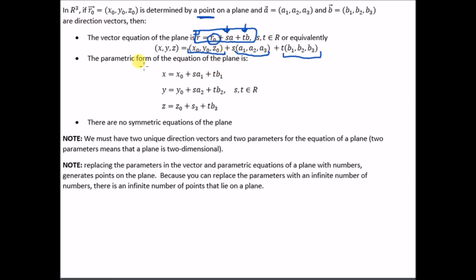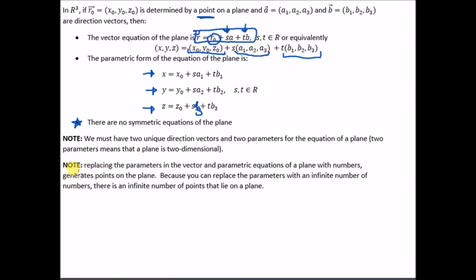Okay, likewise for parametric forms, what we want to do is we want to break up the x, y, and z components. Okay, the point x, y, z, direction vector number 1, so a1, a2, a3, and then b1, b2, b3. And just note that there are no symmetric equations of a plane. Okay, we must have 2 unique direction vectors, or else what it's saying is like, we're just saying keep going in the same direction. So we actually need 2 unique direction vectors in order to show 2 different ways that the plane extends, right? And we're going to have 2 parameters for that, for the equation of a plane.